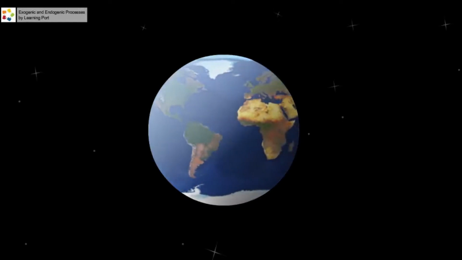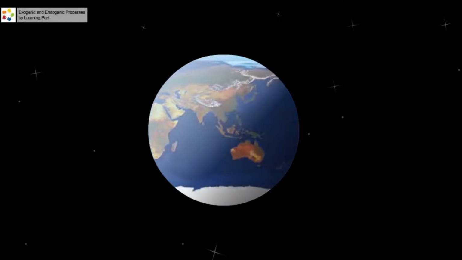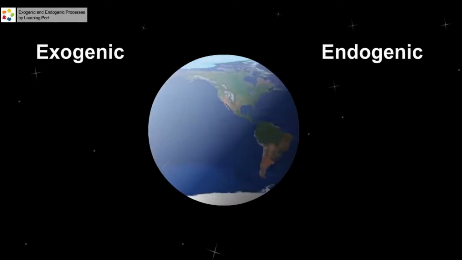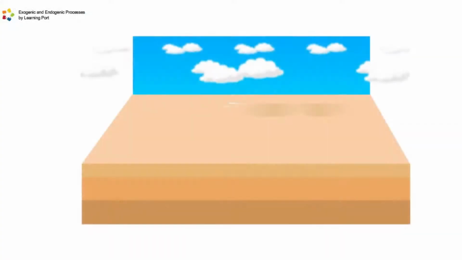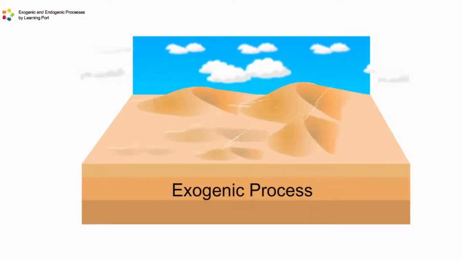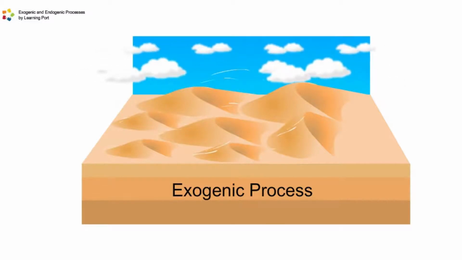The Earth experiences several processes that bring changes to it. It can either be an exogenic process or an endogenic process. Exo means outside or external. Exogenic processes are processes that take place on Earth's surface that make the surface wear away.